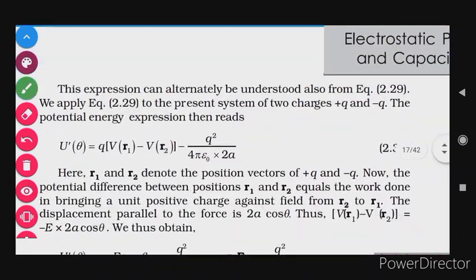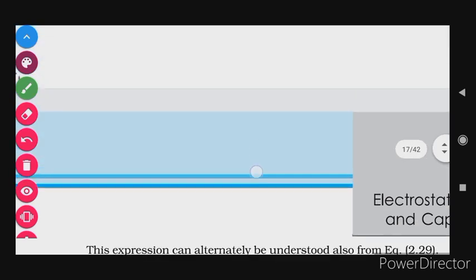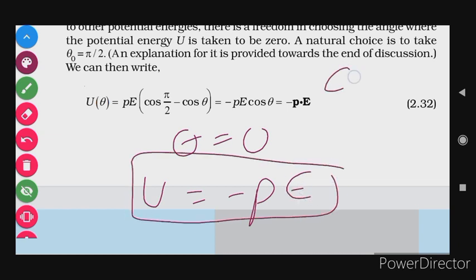One more thing, we can look at the potential energy of the dipole in different orientations. If theta is 0 degrees, putting it in the general formula, cos 0 is 1, so the potential energy of the dipole is minus pE. And if theta is 180 degrees, that is anti-parallel to the electric field, then cos 180 is minus 1, so it will be plus pE.